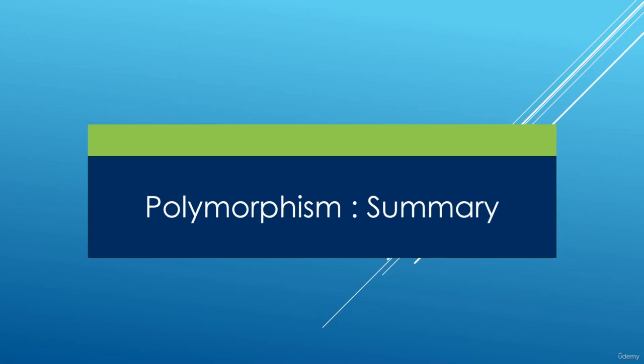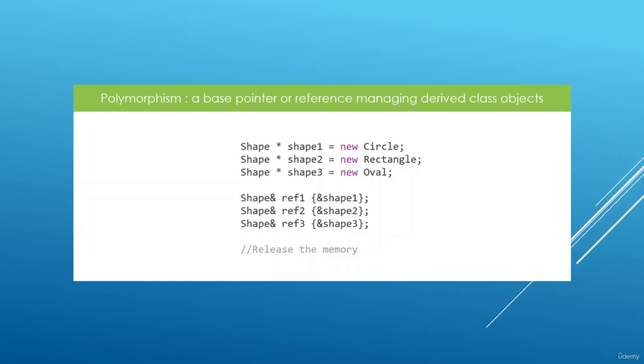Congratulations on hitting the end of this chapter where we were learning about polymorphism. We started out by looking at what polymorphism really means. Polymorphism is really about using a base class pointer or reference to manage your derived objects that are part of the same inheritance hierarchy.